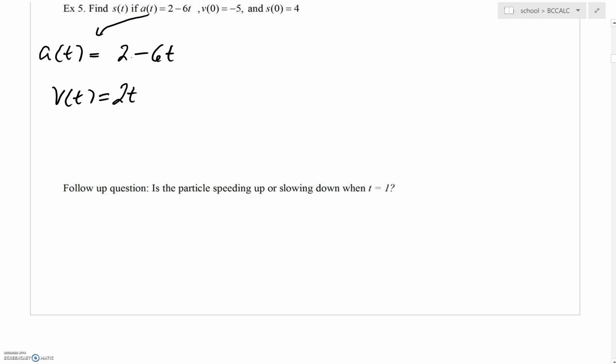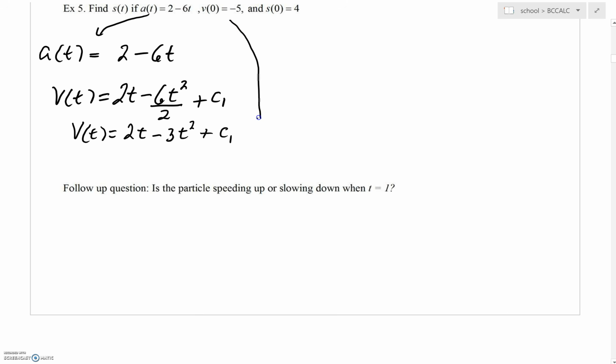The antiderivative of 2 would be 2t. Then, of course, here, the 6t, I'm going to bump that up to a power of 2 and divide by 2, and I'm going to have a constant. Now, my velocity is 2t minus 3t squared plus some constant. You could definitely check if you've done this correctly by taking a quick derivative.